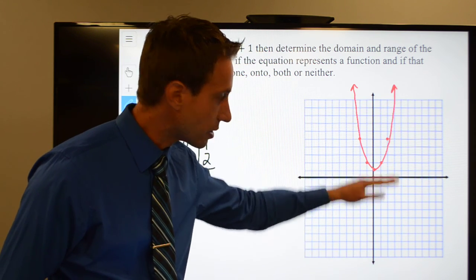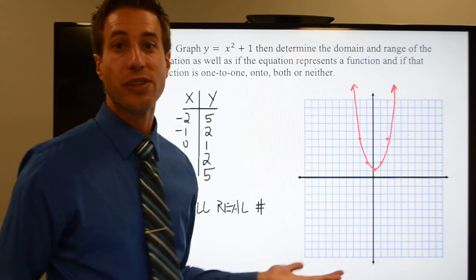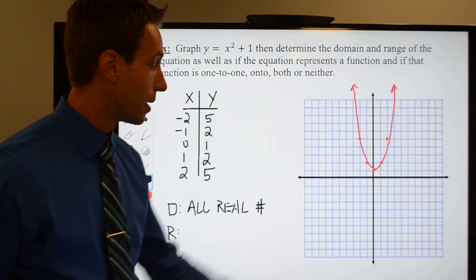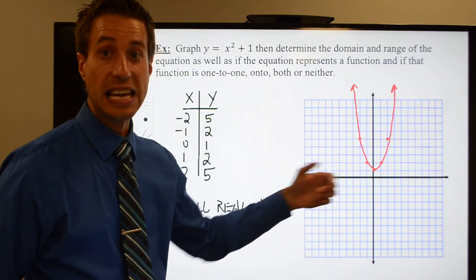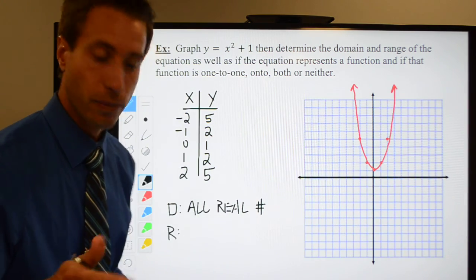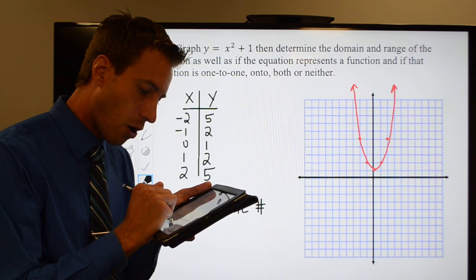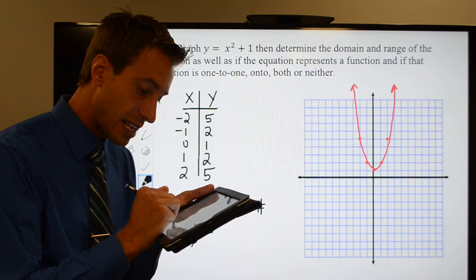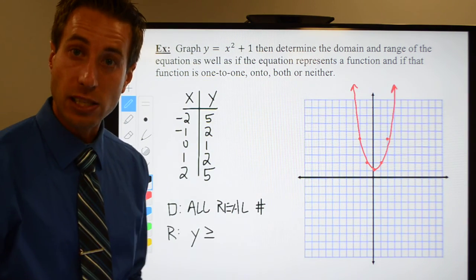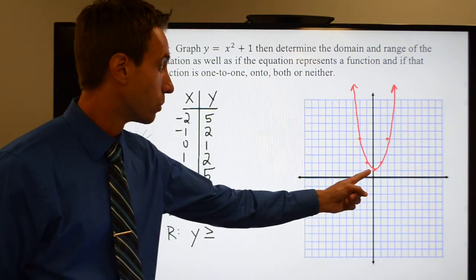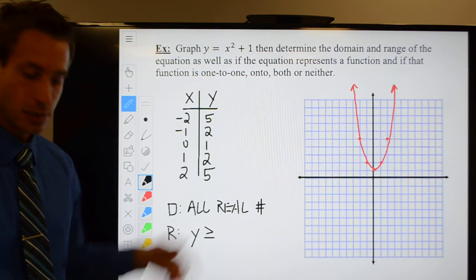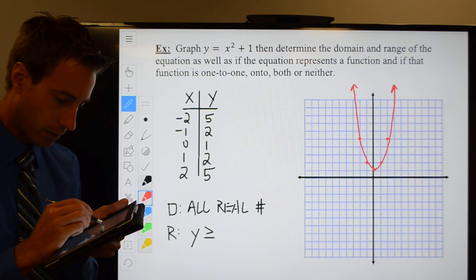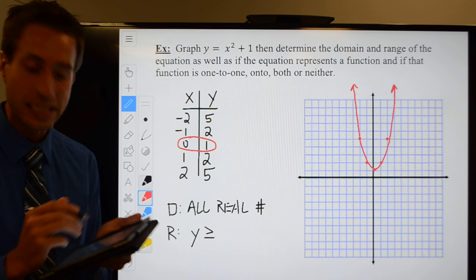So what about all these values down here? Well, they're not part of your range. Positive 1 is your smallest value. So your range is going to be all values of y that are greater than or equal to my smallest value, which is 1, right there. That is my smallest value. In fact, let me go ahead and circle it for you right there. That is the smallest.